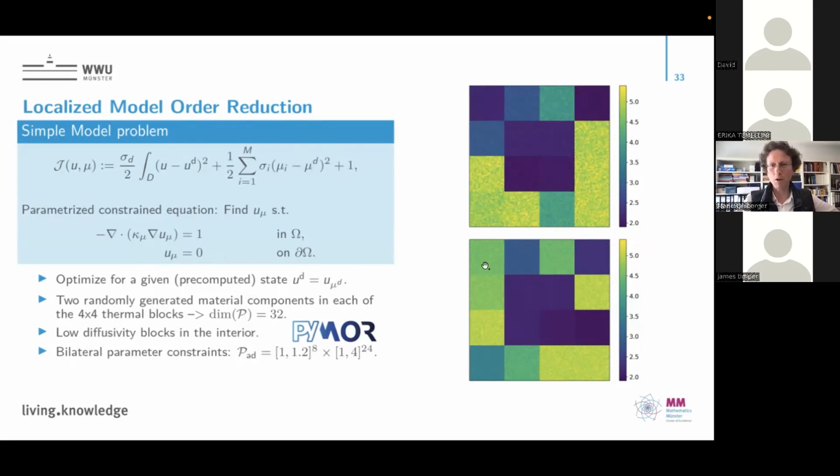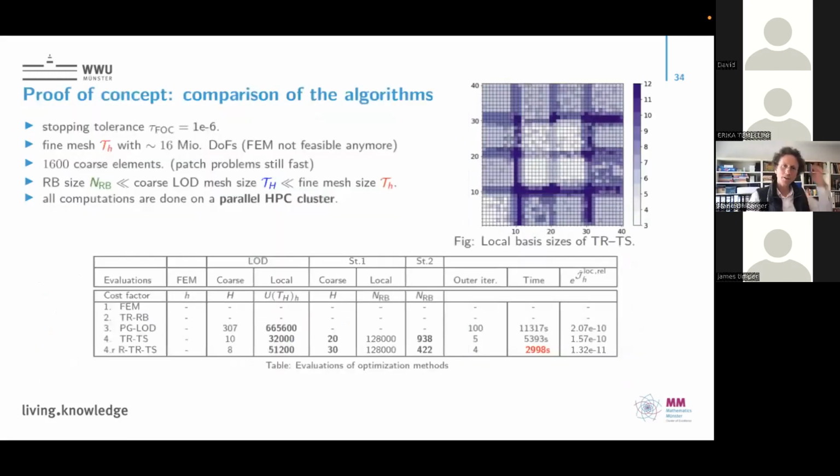It's a cooked up model problem where you have, let's say, this fine structure on 2 different scales, and each block is then a linear combination of conductivities of this scale and of the scale here. So overall, this is a 4x4 thermal block, where each block has these 2 different possibilities of base functions, and this means that the parameter domain dimension here is 32. So it's already quite high dimensional, and of course we expect that the trust region method pays off in such high dimensional cases. And this is what you see here.